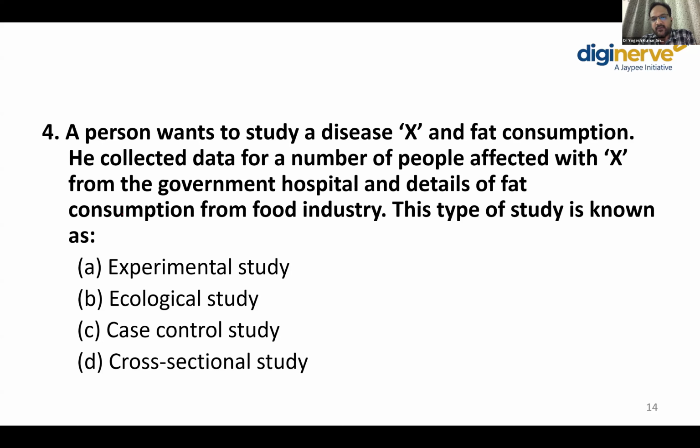In case control study, we have two groups, one is the case group, one is the control group. Here in the question, they have not given that this is a case group or a control group. And in cross-sectional study, we try to find out the prevalence, the total number of disease, but in this scenario they have not mentioned any number. They have mentioned fat consumption. So this could be an ecological study. So the answer will be ecological.